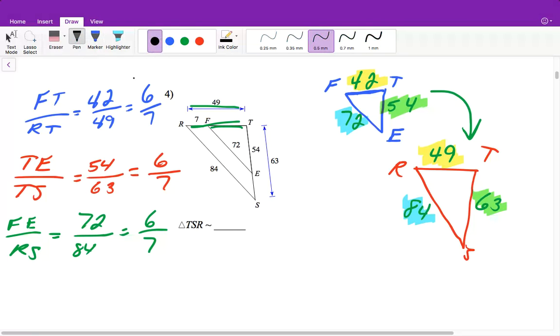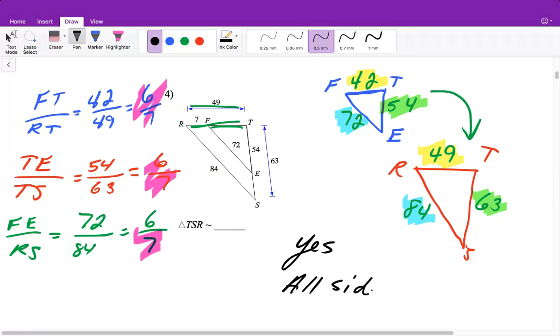So they are all equal to each other. So every single one of these is equal. So that means that these triangles are similar. So it would be yes, all sides are proportional. That's what you would have to write in your test.